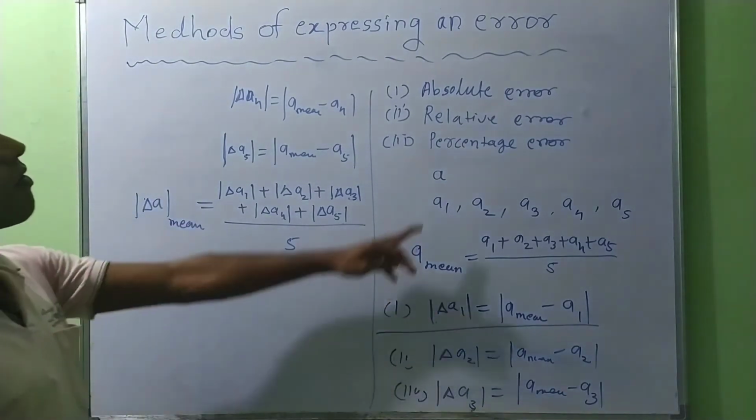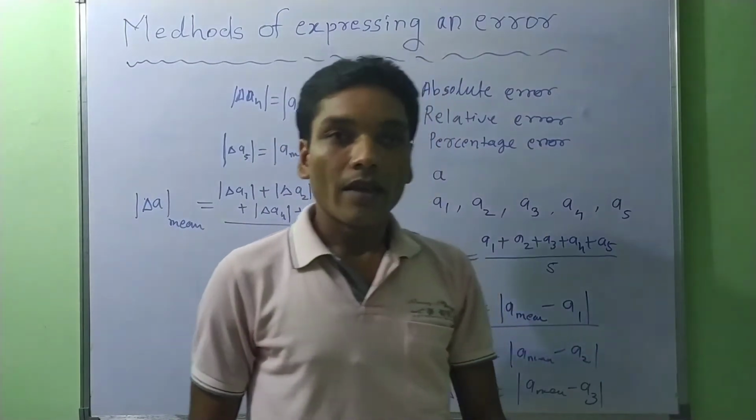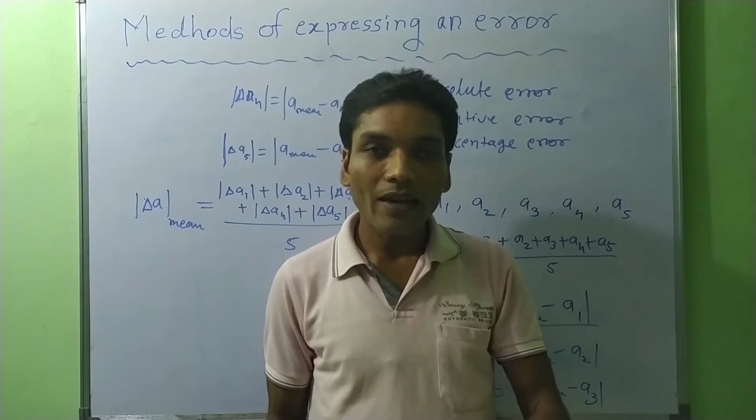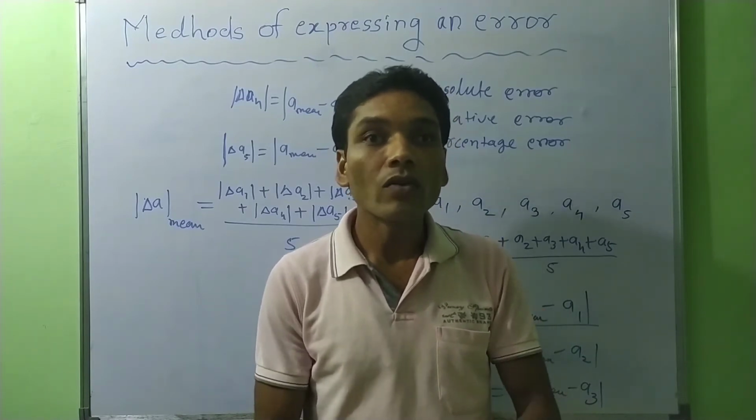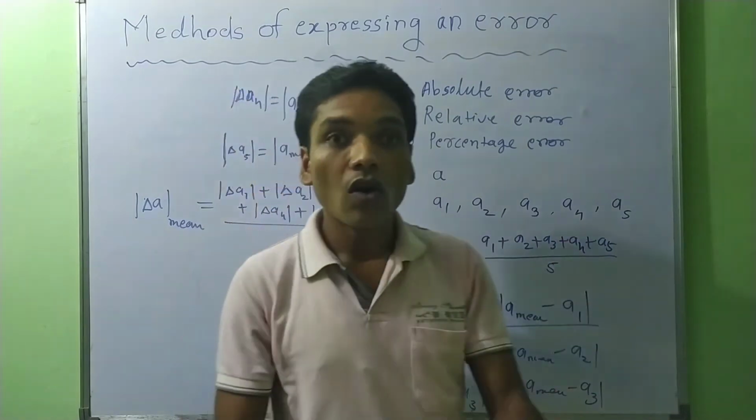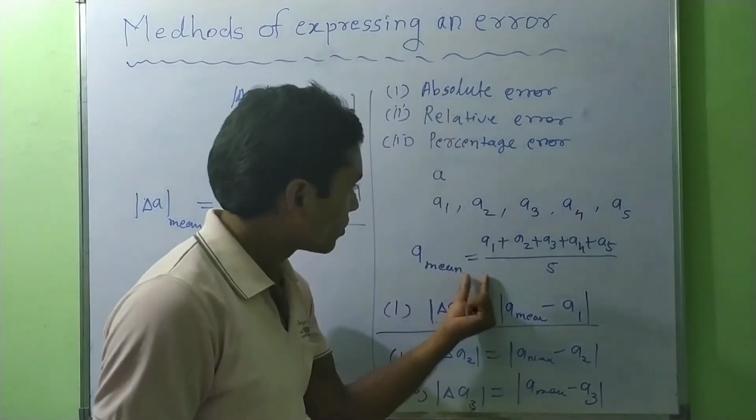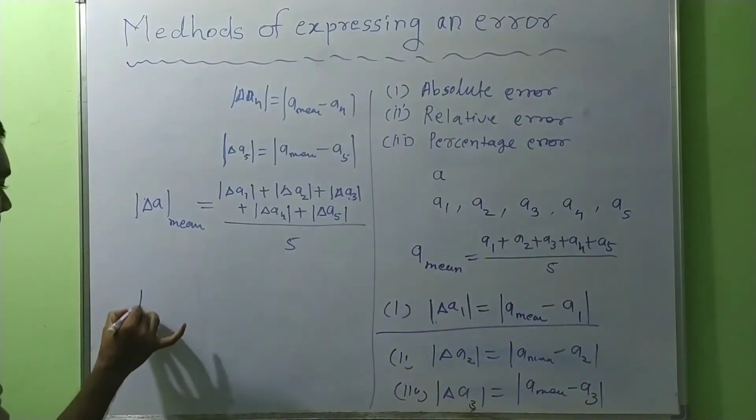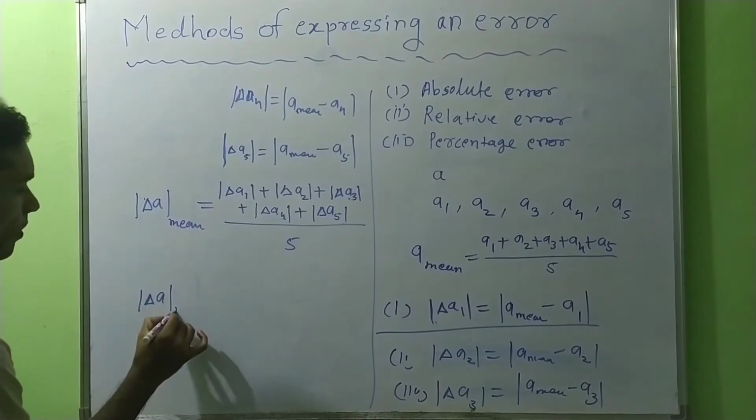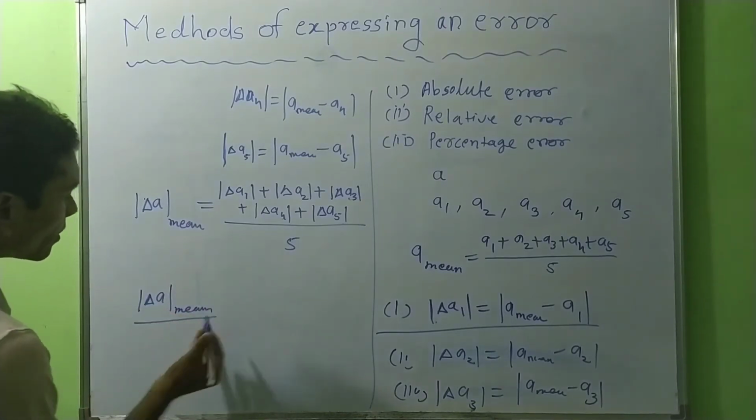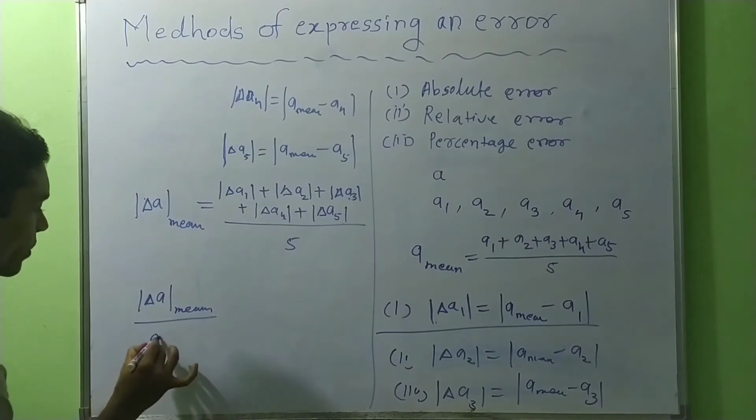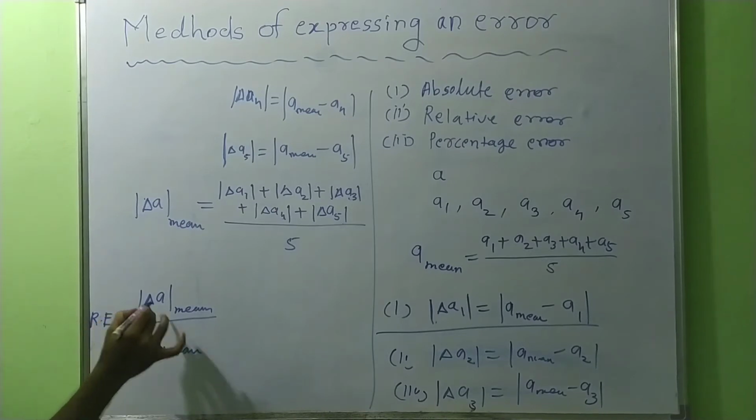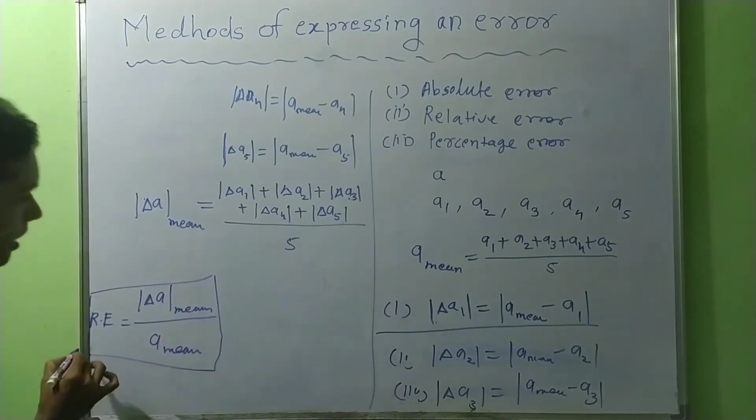Okay, now what is the relative error? Actually, relative error is the ratio of the mean absolute error to the mean value of the observations, or the true value. What is the mean value? This, and this is also called the true value. The formula of relative error will be the mean value of absolute error to the true value, or mean value of observation. This is the relative error. This is the expression for the relative error.